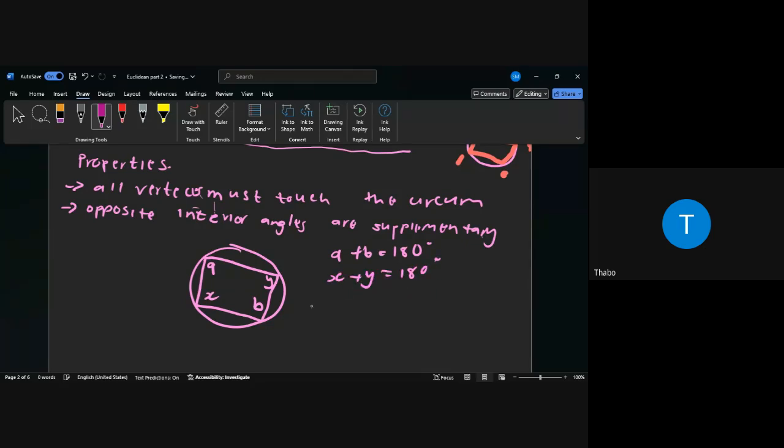But the reason? The reason is the interior angles of a cyclic quad are supplementary. Right? I just told you that. Are we together so far?